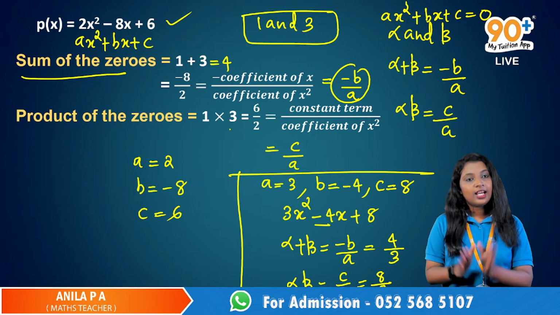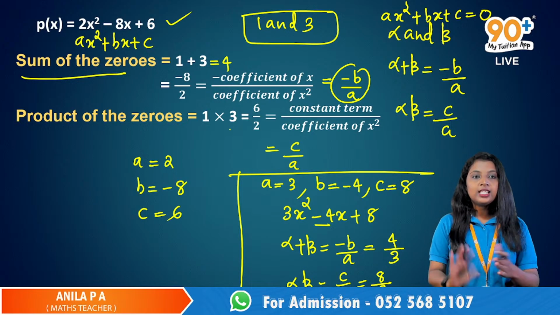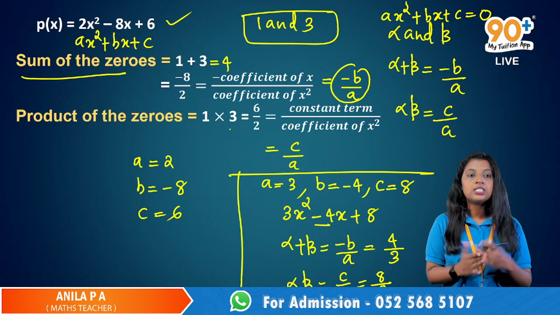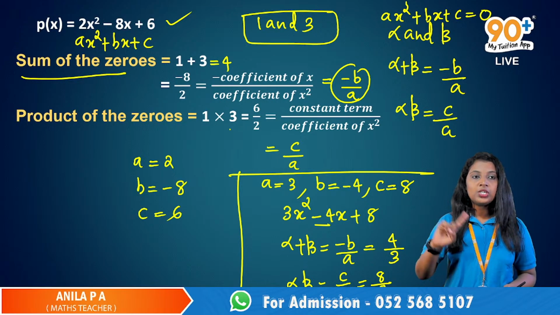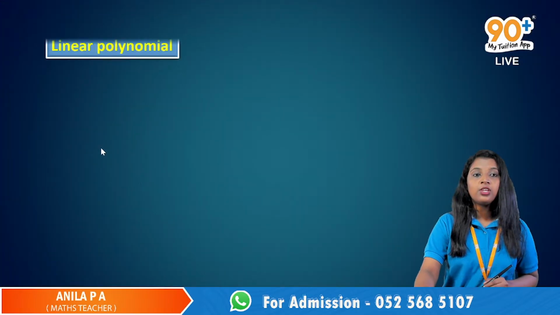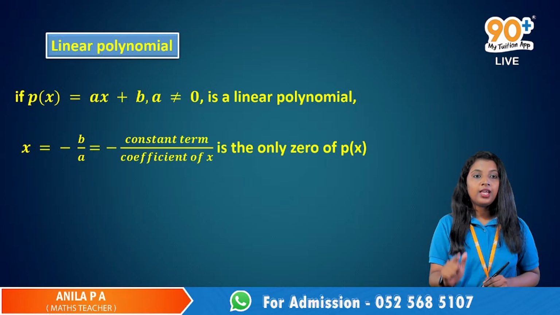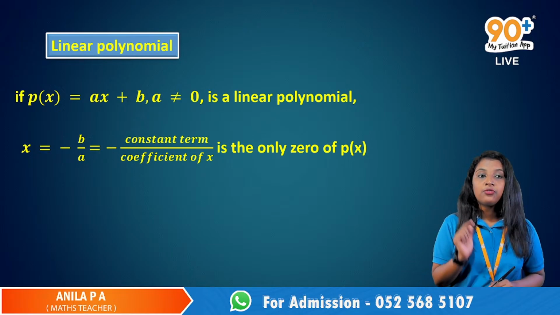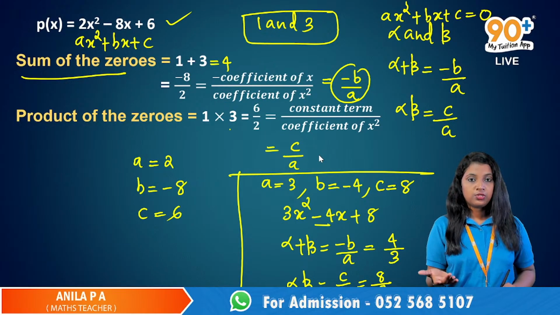So you have to learn this one, that is the relationship between the coefficients and zeros. Sum of zeros is negative b by a, and the product of zeros is c by a. That is the relation. In case of a linear polynomial, the zero of that polynomial was equal to negative b by a, where b was the constant term and a was the coefficient of x. And here it is not the zero, it is the sum of zeros.